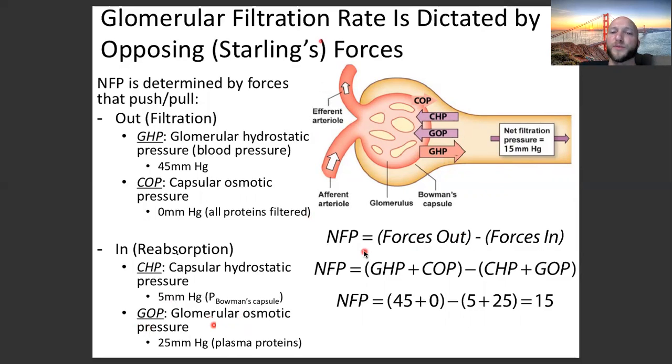So net filtration pressure is equal to forces out minus forces in. Net filtration pressure is equal to glomerular hydrostatic pressure plus capsular osmotic pressure, the out forces, minus capsular hydrostatic pressure plus glomerular osmotic pressure. If NFP is positive, then we get filtration.